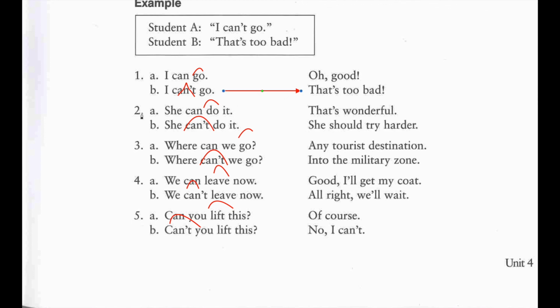Let's try one more. Number 2. She can do it. She can do it. Which one would you choose? That's wonderful, or she should try harder? Listen one more time. She can do it. In this case, the first one. That's wonderful. So in your listening exercise, you will practice this particular activity, but you will have to choose which particular answer would be the appropriate response.